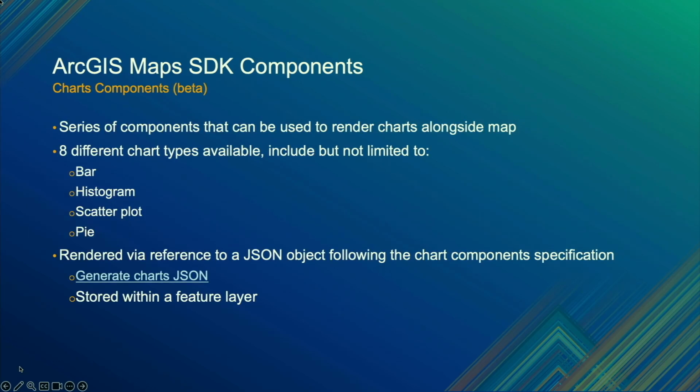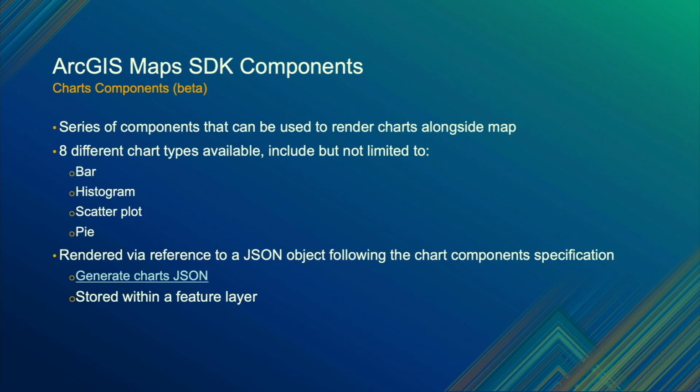Cool. So the next component library that I want to talk about under the Maps SDK are the charts components. And the reason I'm talking about them today is because they'll be used in the upcoming demo, and you'll see how easily they can be implemented into your web app. So the charts components is a series of components that can be used to render charts. There's 8 different chart types available. So that's your bar charts, your histogram charts, scatter plots, pie charts, box plots, and they'll all be available in the documentation.